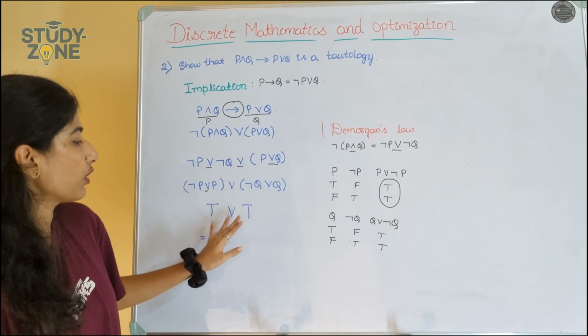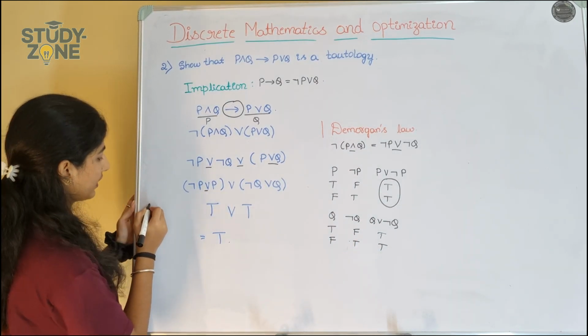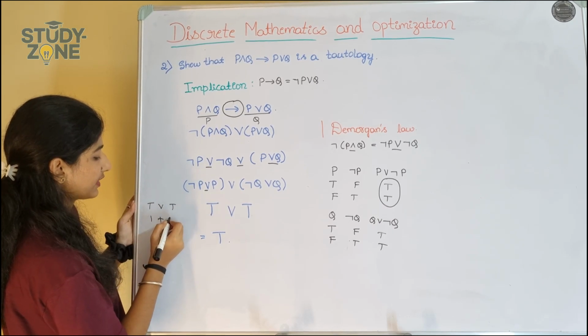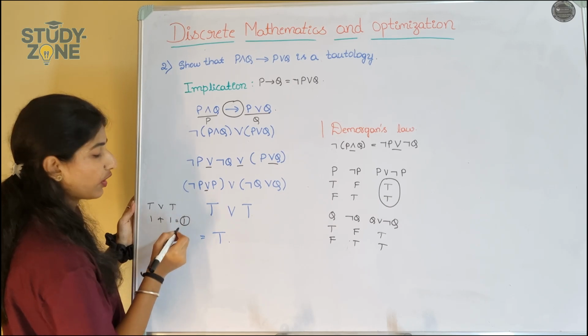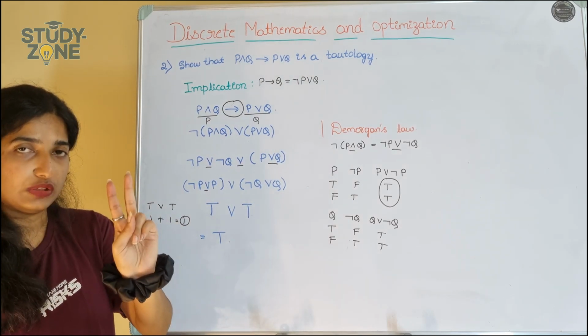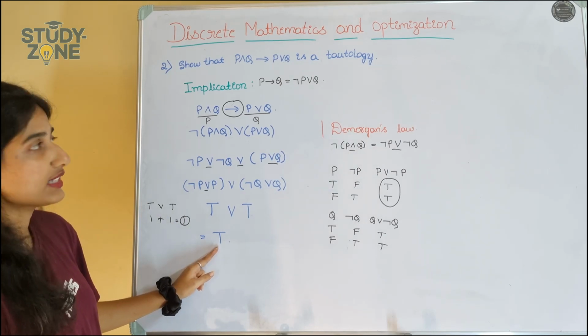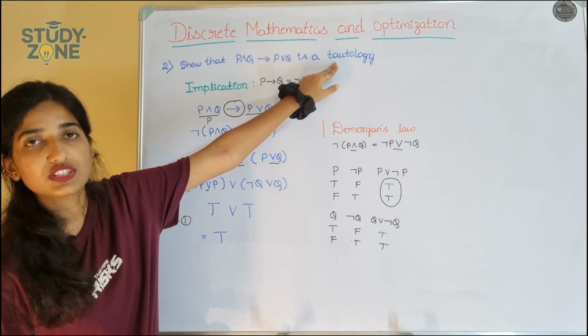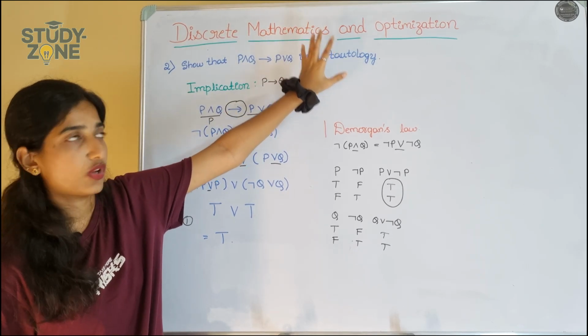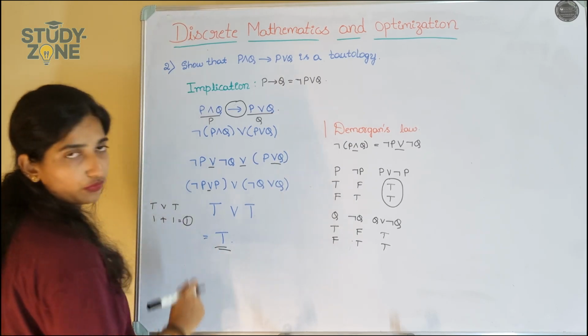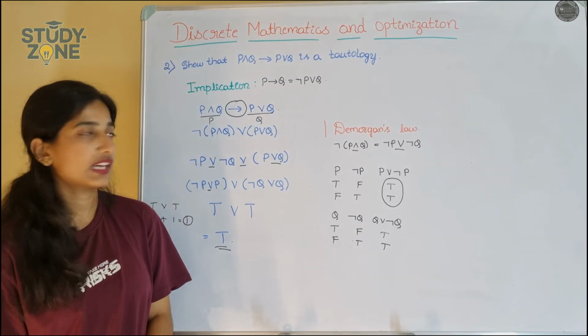So true or true will be 1 plus 1, which is equal to 1, because a truth value has only two values, that is 1 or 0, correct? Which means true. Hence it is a tautology. Tautology means all the values will be true. Hence our proof. This is the solution for the second problem.